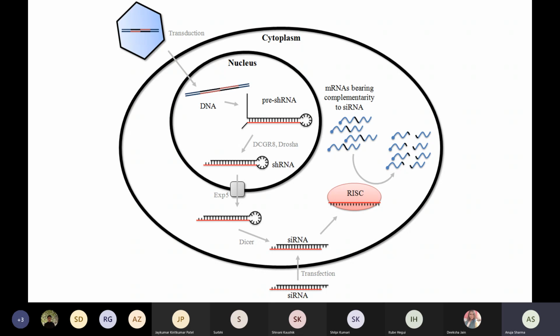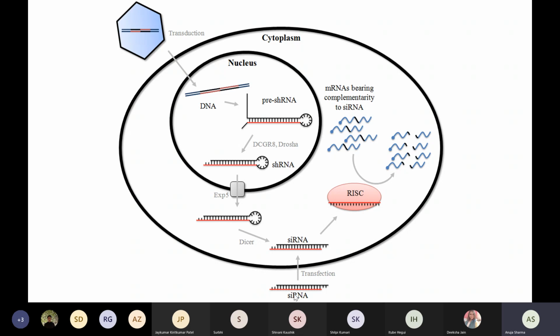This siRNA is then processed by the RISC complex, the RNA-induced silencing complex, where there are guide and passenger strands. The antisense strand is retained and the other strand is destroyed, and this guide strand takes the complex to its respective mRNA. It goes and binds there. Then there are different RNases present, which will ultimately degrade your mRNA.